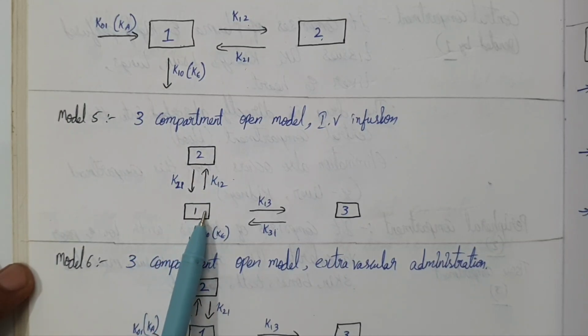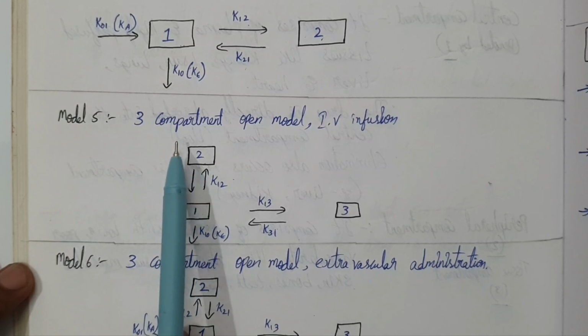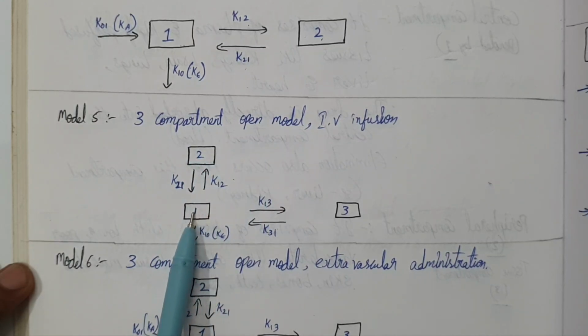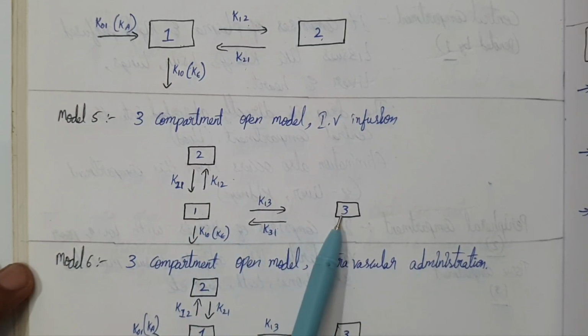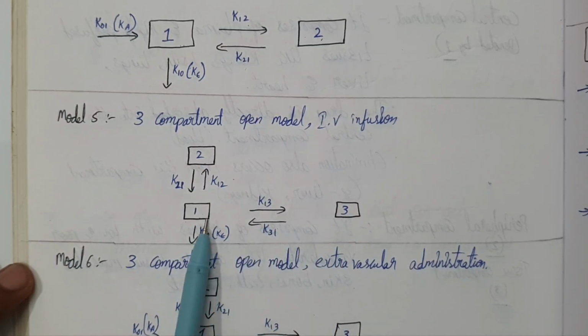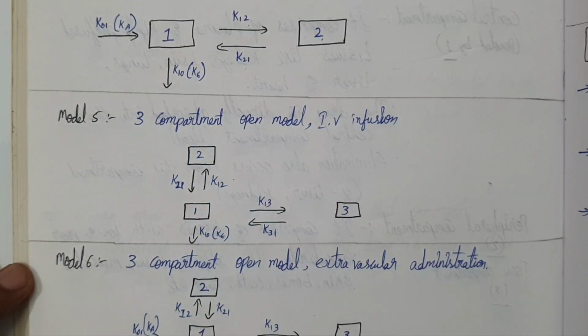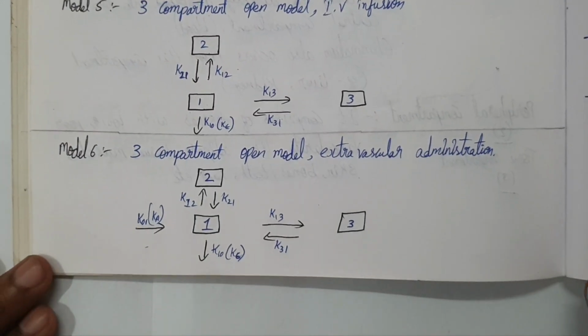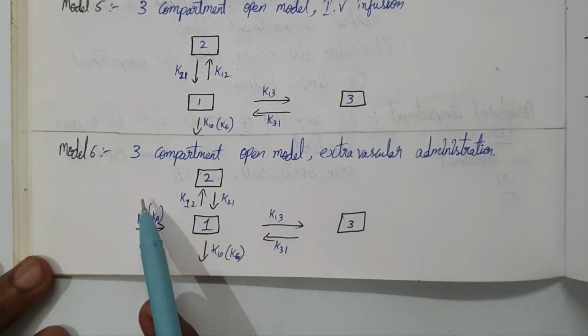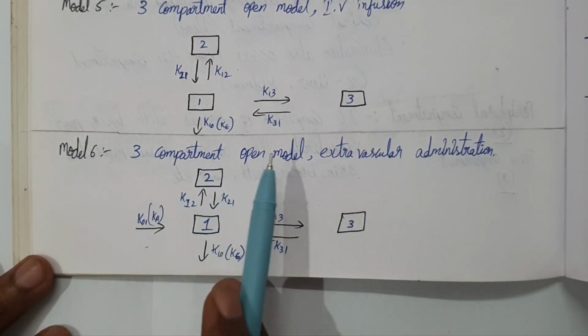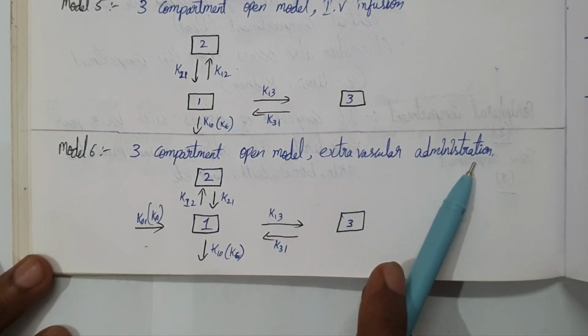And as it is a 3 compartment model, from the central compartment the drug goes to the third compartment also. So K13, and from the third compartment it comes back. So K31, then elimination takes place because it is an open model. Then we have model number 6, the 3 compartment open model with extravascular administration.